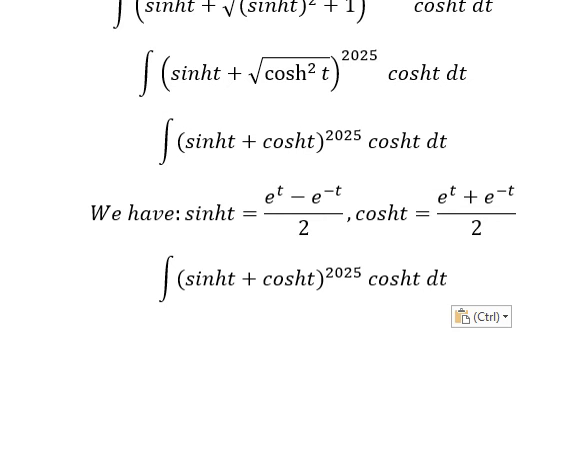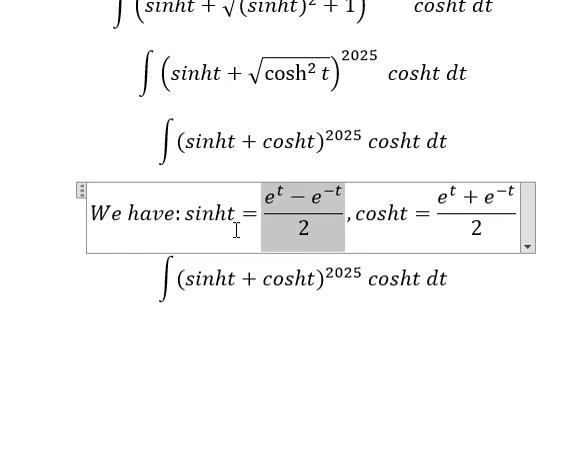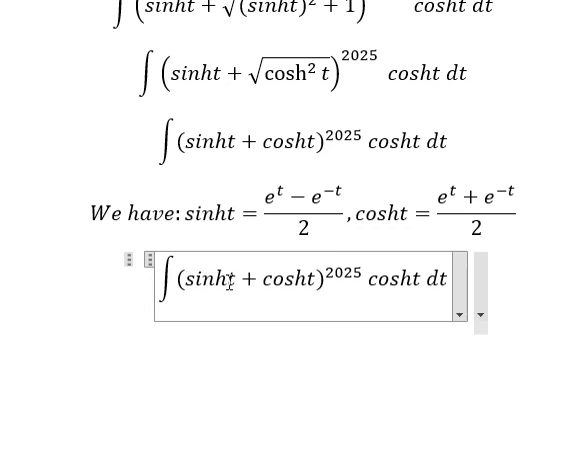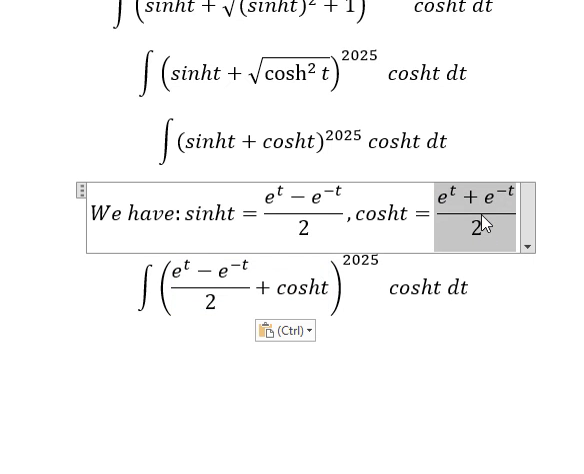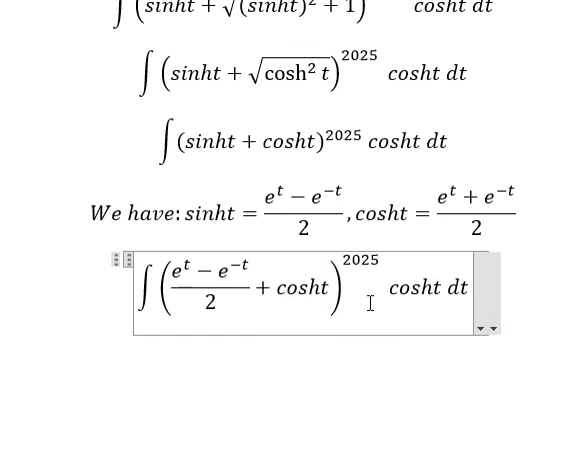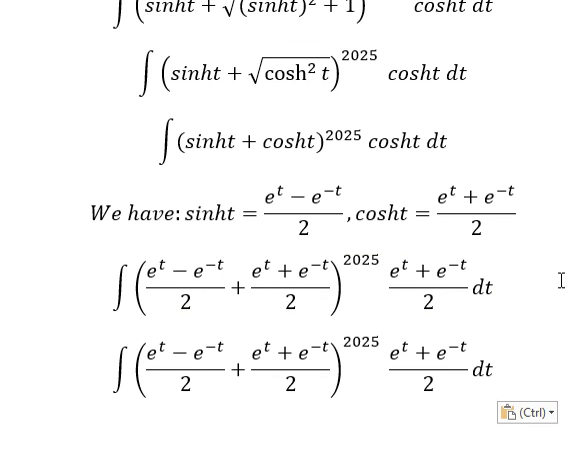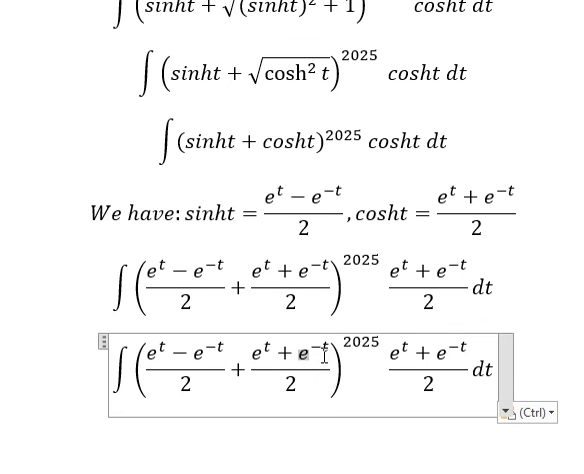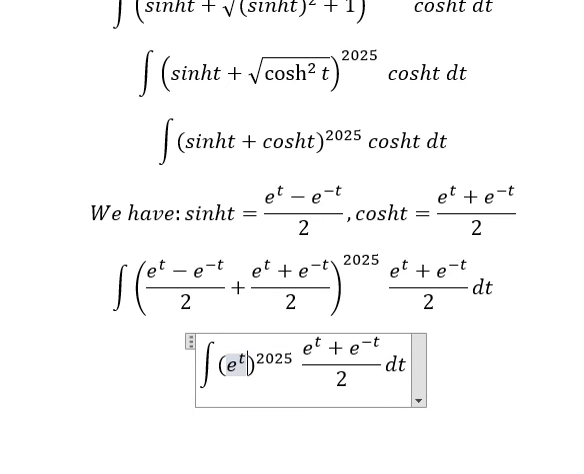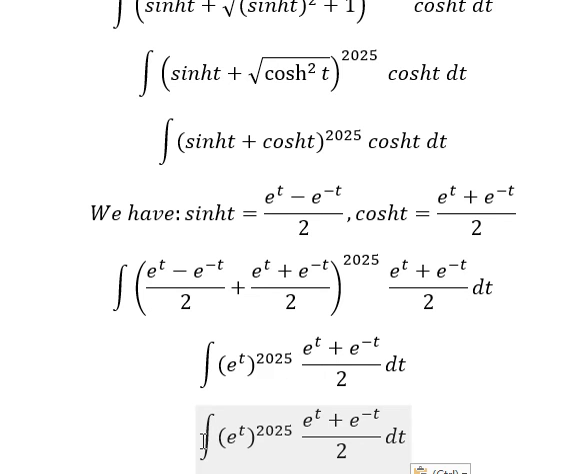So we need to transform sinh t into this one, and this one that is about this one. So this one cancels this one, e to the power of t plus e to the power of t. We have number 2, e to the power of t. Number 2 and number 2 we cancel. And now I will put number 2 outside.